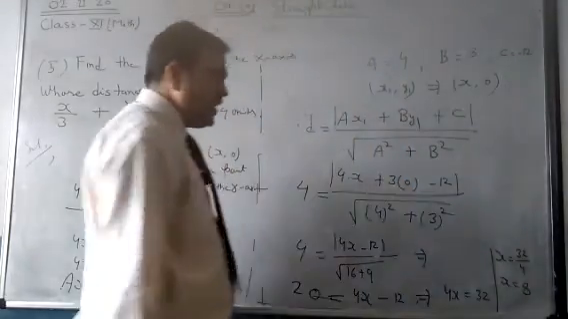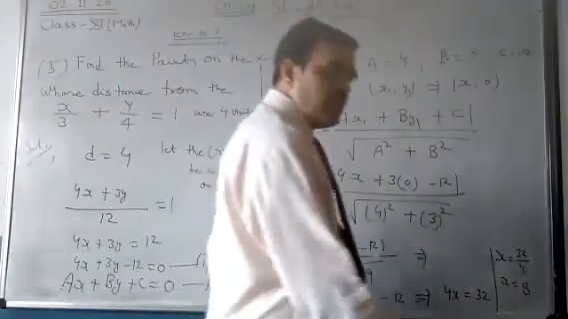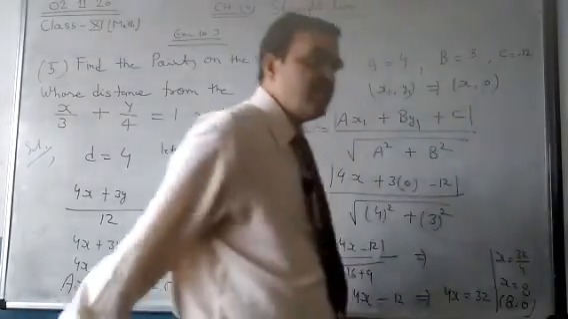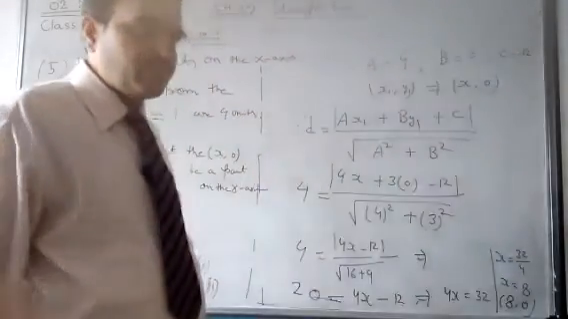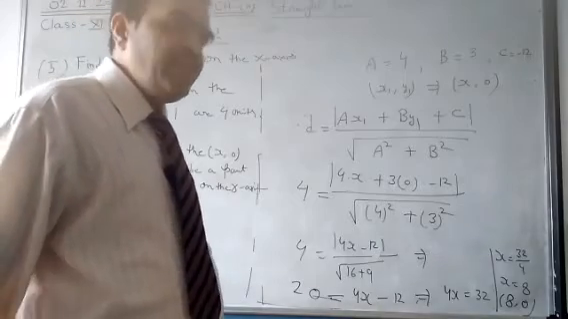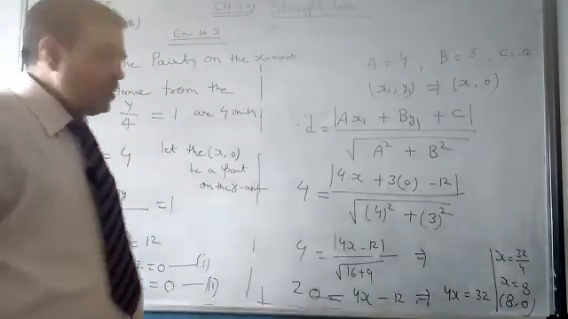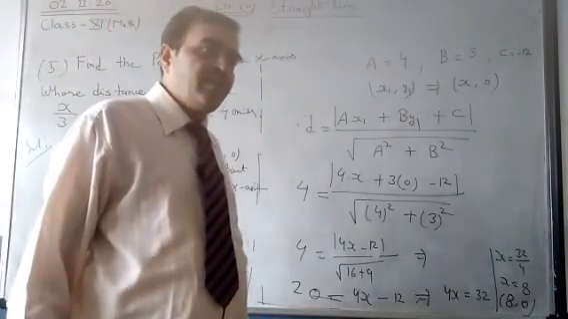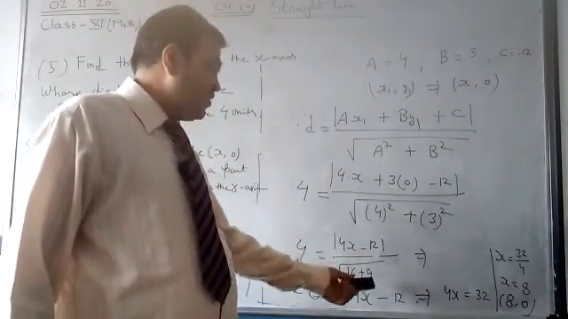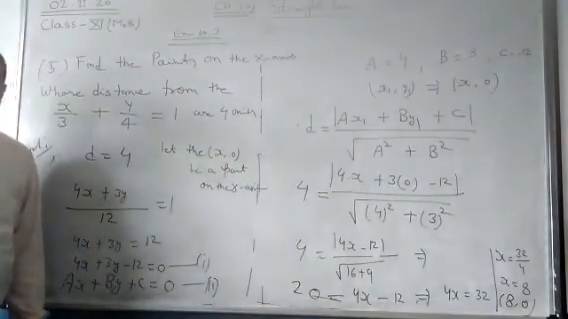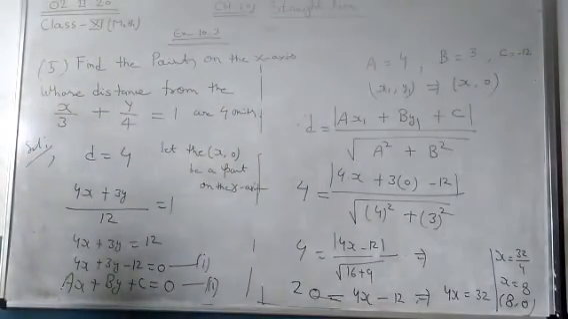Now the point will be 8 comma 0. The first answer will be 8 comma 0. Clear? And if we take plus minus, then we will get another value. Okay. Now question number 6.